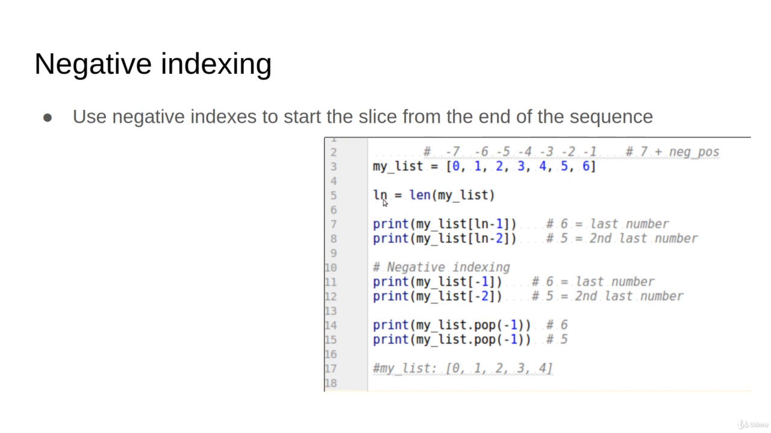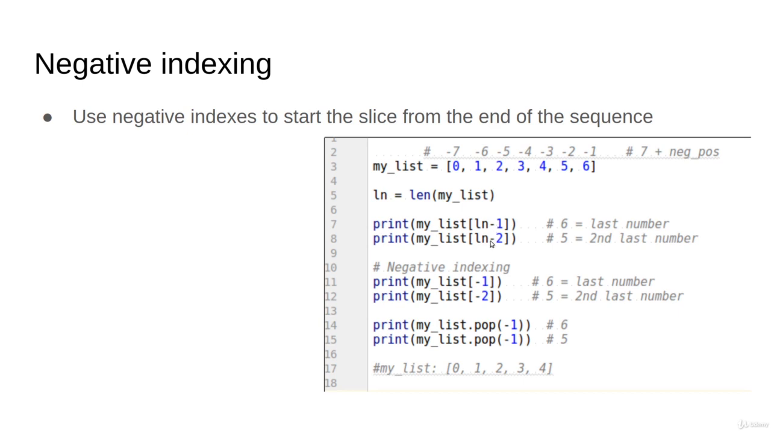Let's assign a variable length to the length of the list, which is 7 here. You can print my_list[length - 1], which is 6. This is the last number. my_list[length - 2] is 5, the second last number. Now, negative indexing is as simple as dropping this length to get the direct index here.